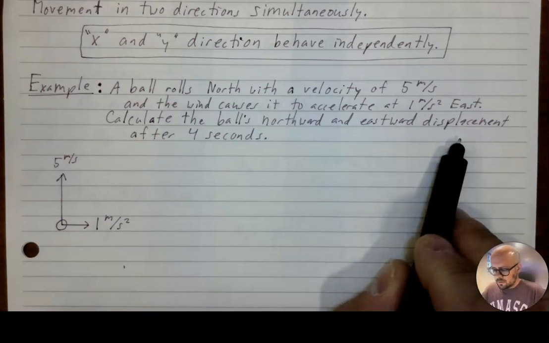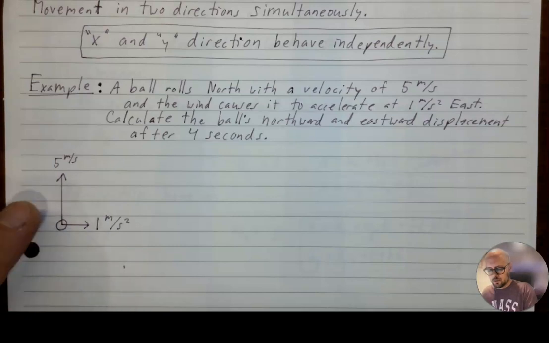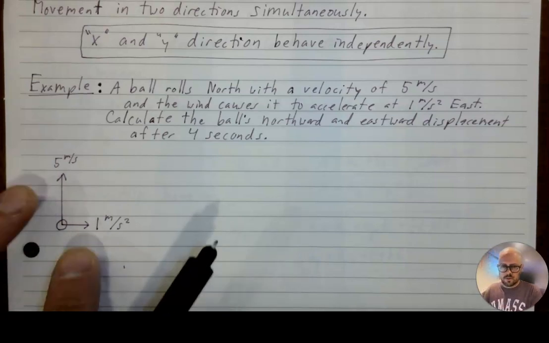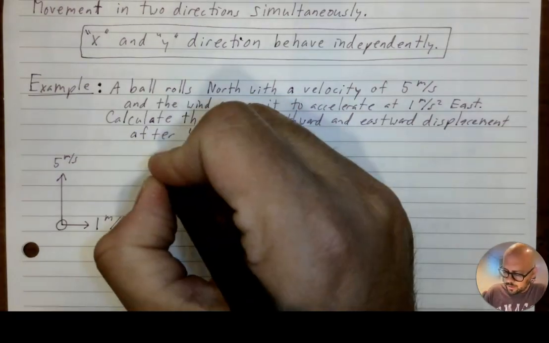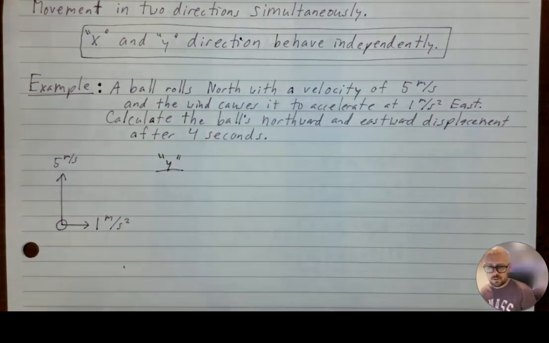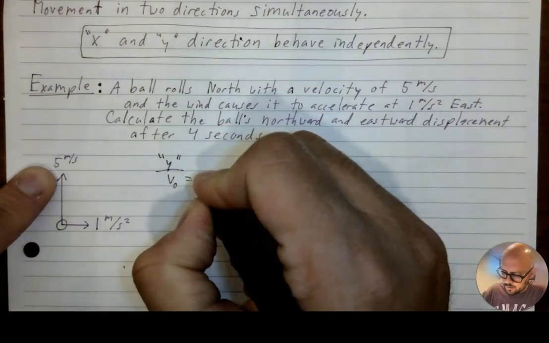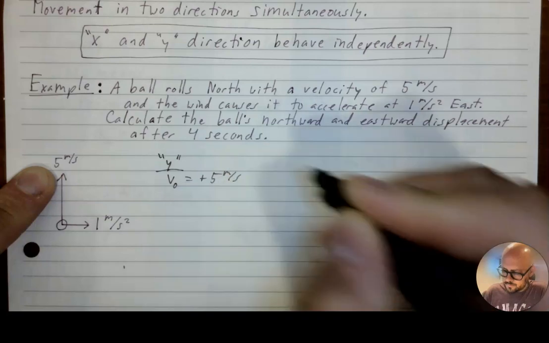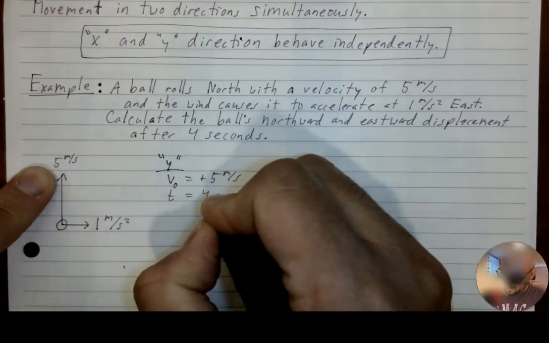Calculating the displacement is a matter of using a kinematics equation to determine how far something has gone. And the key here is because there is motion in two dimensions that we handle things separately. So we're going to do the y direction first. And the y direction is simpler because the initial velocity is 5 meters per second, that's north. The time is 4 seconds.